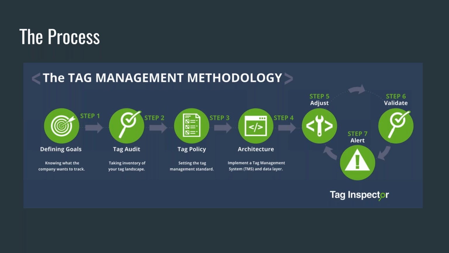Step two is that audit. You have to understand what the current architecture is, what's currently on the website. What is the current tag behavior? What data points are available? How are we capturing those data points, and how are we pulling them into the technologies? For that, we need an audit. We need to understand where we are now so that we can put together that plan to get to where we want to be. Step three is a policy.